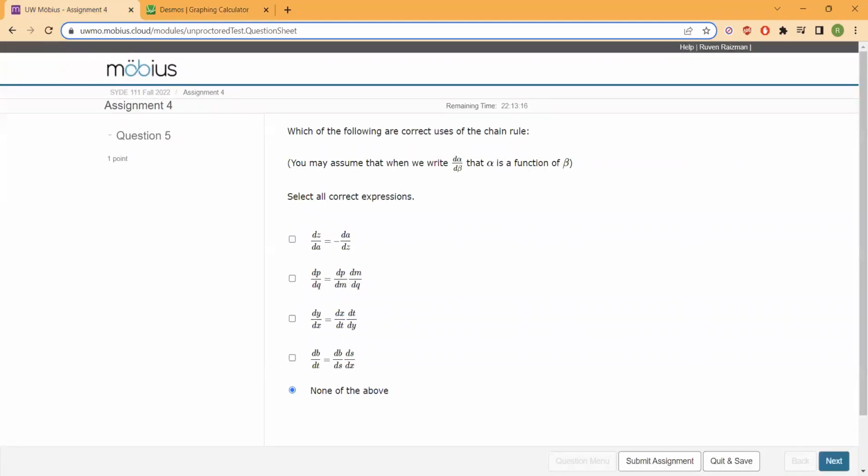Which of the following are correct uses of the chain rule? So this isn't it. The correct usage of the chain rule is that dy over dx is equal to dy over dv times dv over dx. And again, you can think of it as fractions here, that you're just simplifying this and getting this. So if the fraction matches up, it works. So here you can see you can cancel these out. So this one would work.